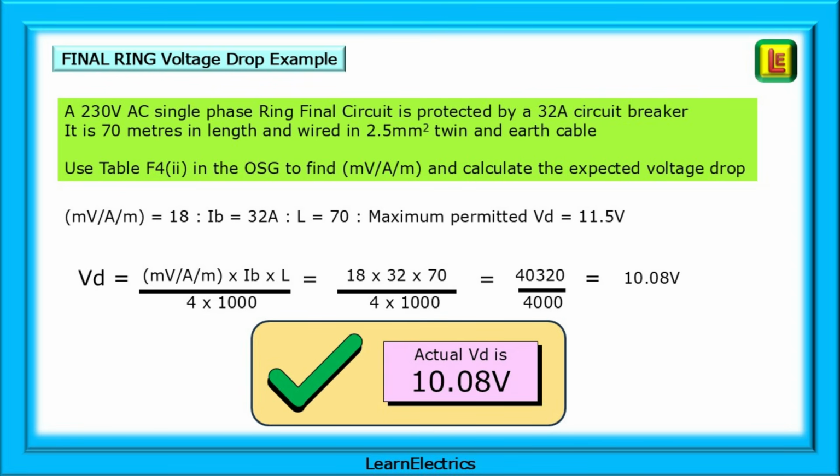The same top row of the calculation as before, but now the bottom row is divided by 4000 for the ring circuit. The actual voltage drop at a full load of 32 amps for this ring circuit is 10.08 volts and is an acceptable voltage drop.